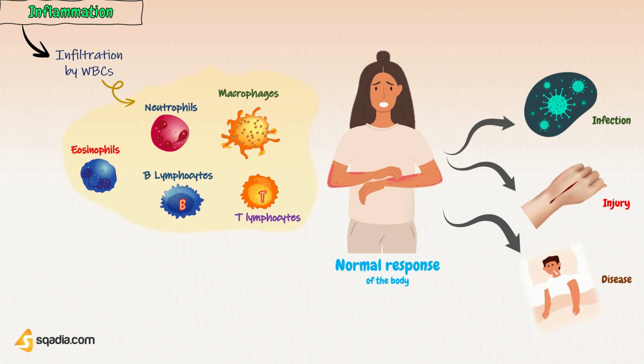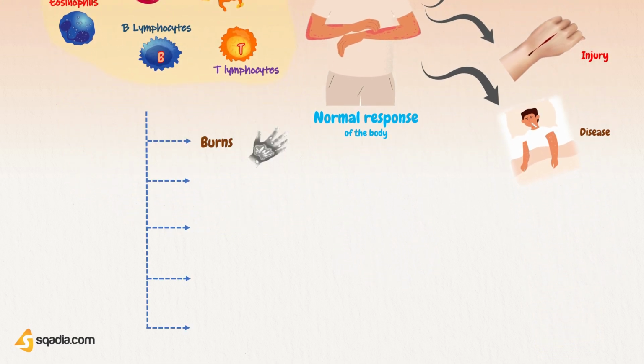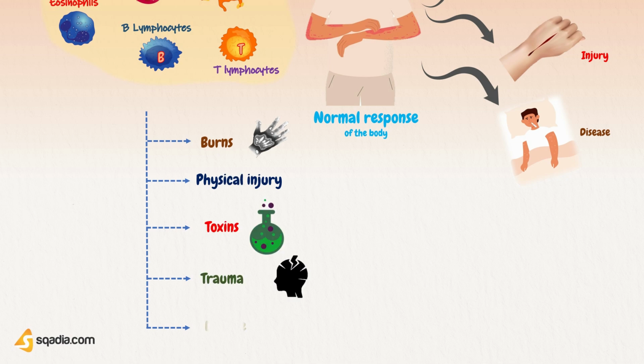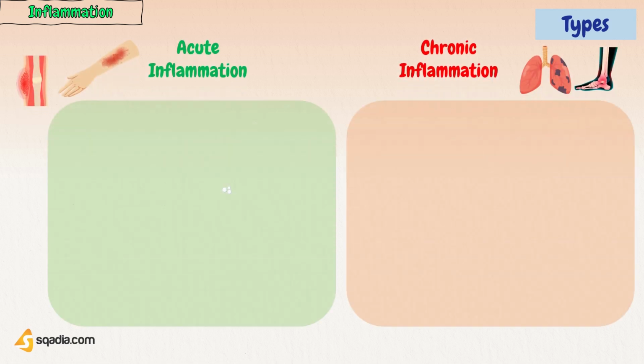A number of stimuli can lead to inflammation, such as burns, physical injury, toxins or trauma, disease, or a medical condition. But most inflammation is a response to infection by any pathogen or microbe. So these stimuli, and thus the intensity of inflammatory responses, may vary. But the main goal of inflammation is to restore balance.